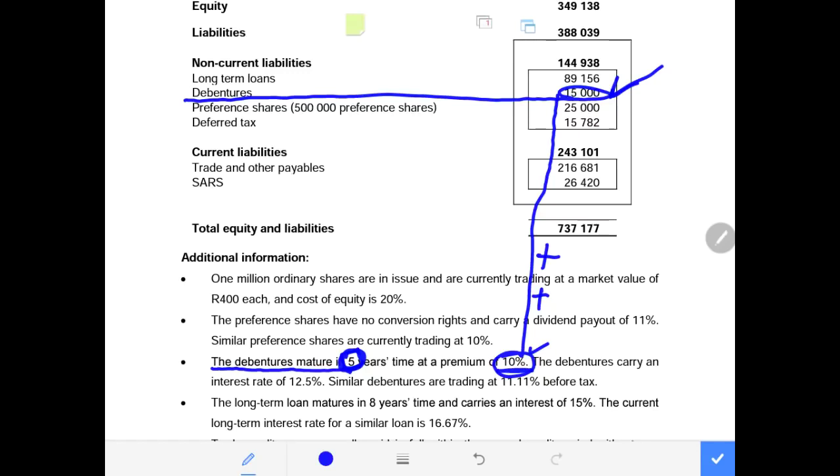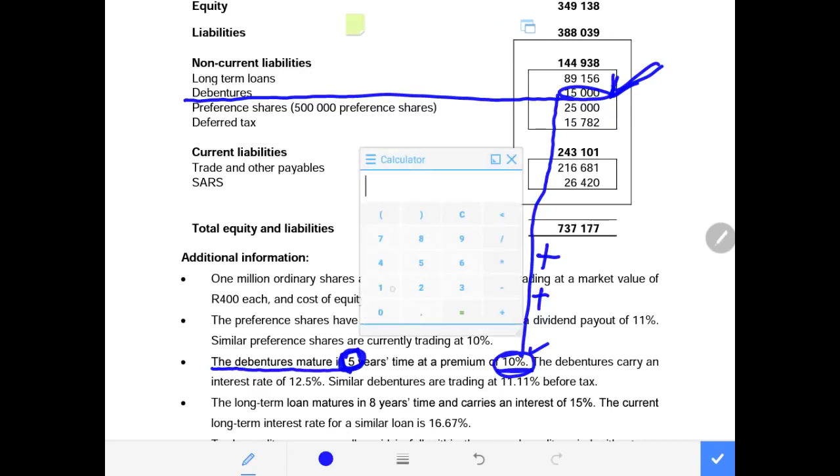So in the next 5 years, once again, we have to pay the debenture holder 15,000 plus 10% of 15,000. So 15,000 times 10% is 1,500, meaning it will be 15,000 that will be paid in 5 years' time plus 1,500. So the total that will be paid will be 16,500 rands.